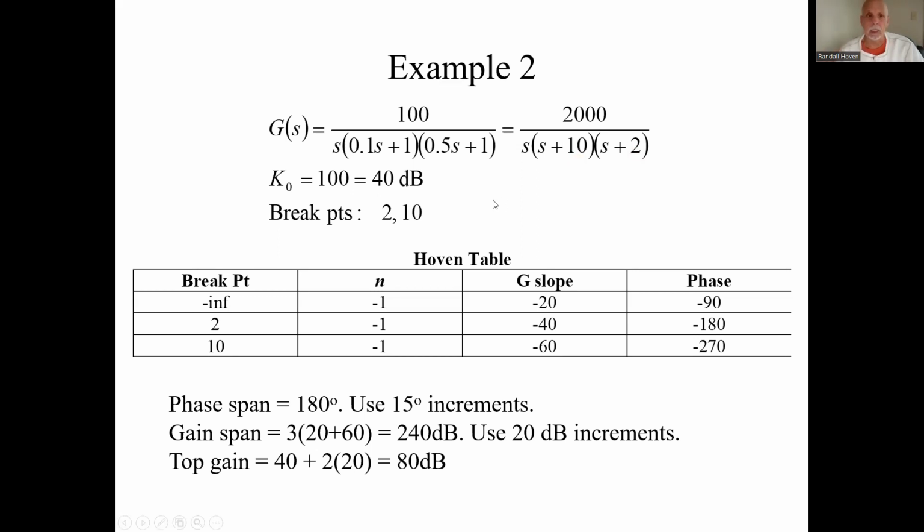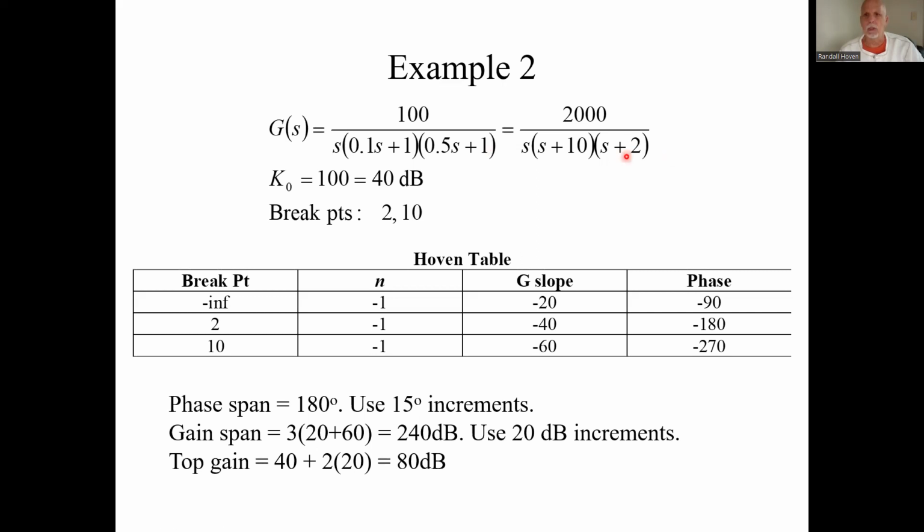Step 2 is the Bode table. Breakpoint at minus infinity, we have a pole at the origin, just to the power 1, so n is -1 there in the denominator. And the breakpoints are at 2 and 10.